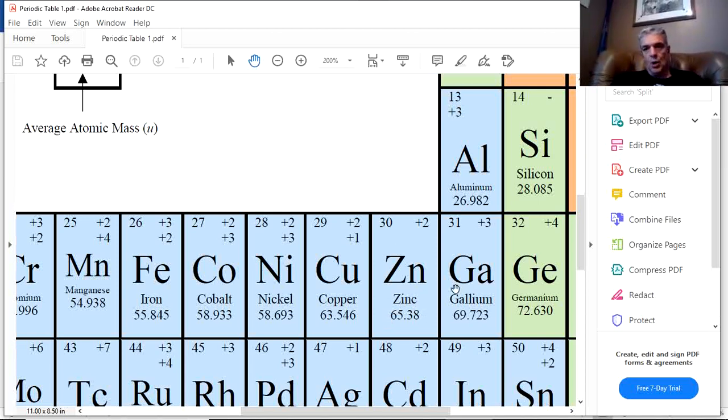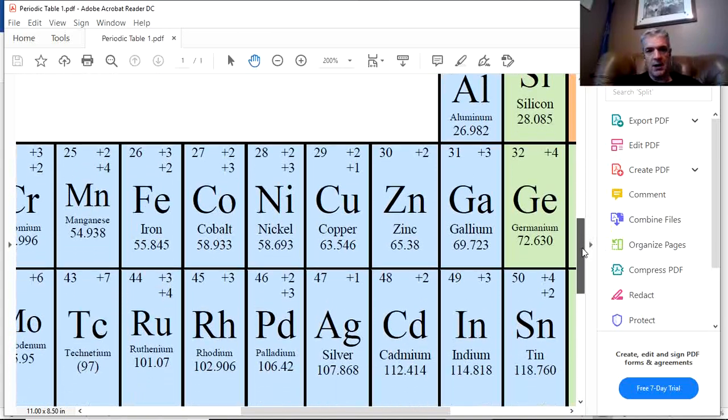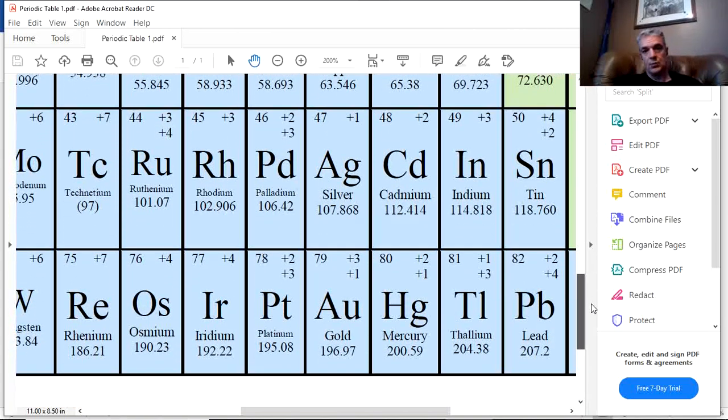And we can see some pretty funky ones down here at the bottom as well. Like, oh, look at this one, like gold. Gold is number 79. It'll form a +3 or a +1. And it's Au for some reason. Don't ask me why it's not GO. It's just Au, and the average atomic mass is 196.97.